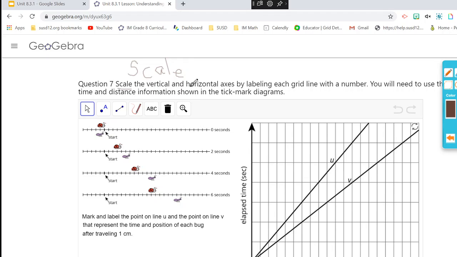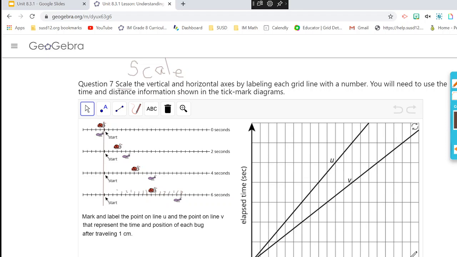Scale the vertical and horizontal axes by labeling each grid line with a number. You will need to use the time and distance information shown in the tick mark diagrams. Okay, well, we know that the tick mark diagram goes from 0 centimeters. I'll label that again right about here. 0 centimeters. And it goes all the way up to, let me count it. Count with me. 1, 2, 3, 4, 5, 6, 7, 8, 9, 10, 11, 12, 13, 14, 15, 16, 17, 18. Goes up to 18 centimeters.